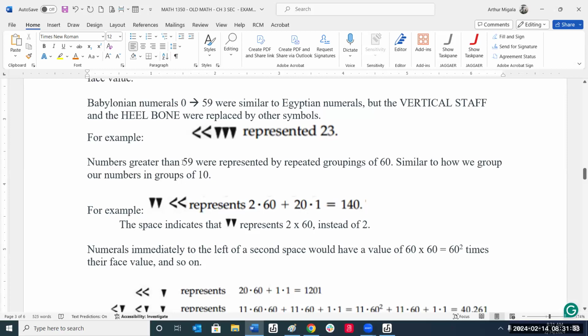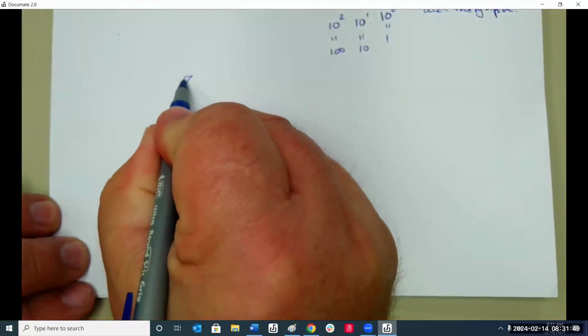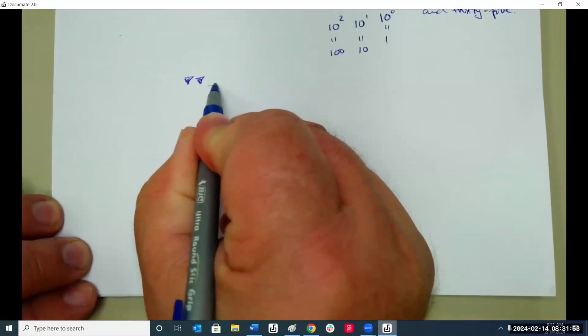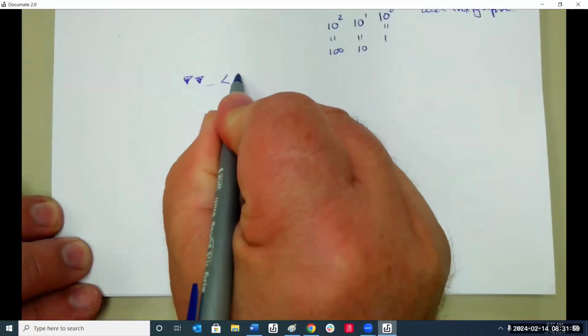So anything after 59, so 60 and above, we now have the grouping. So there's a space between there. So we have these two numbers here. Let me show you that. So we had these, and a space, and then we had the two tens.